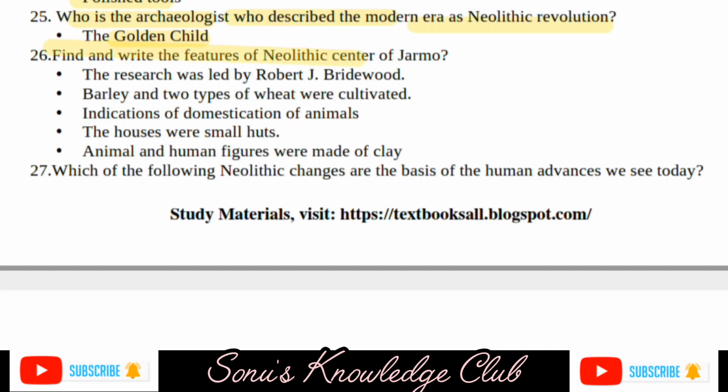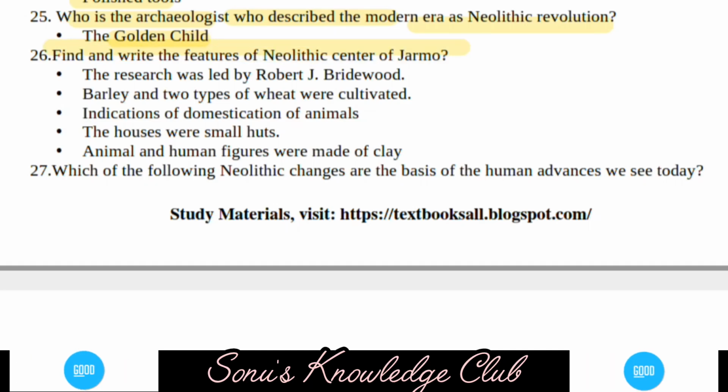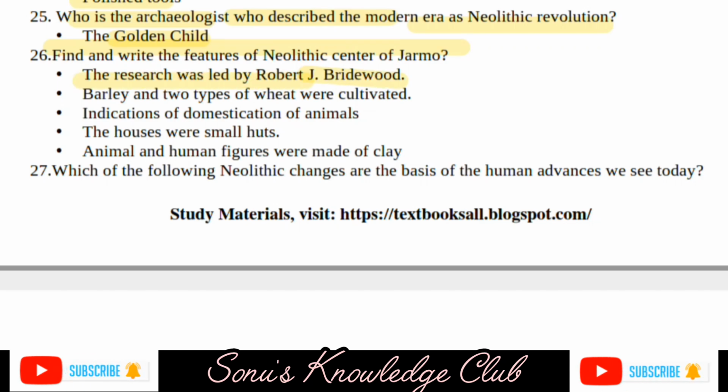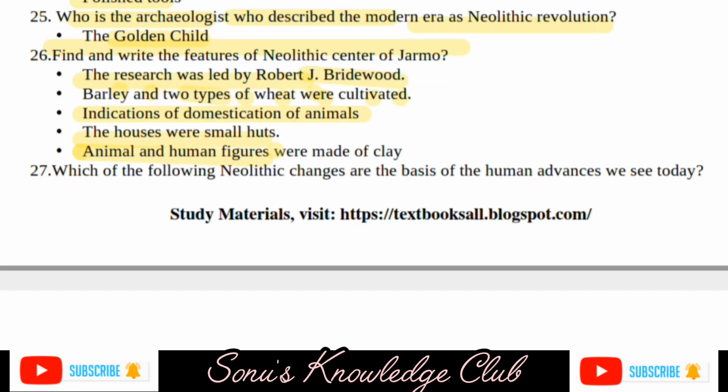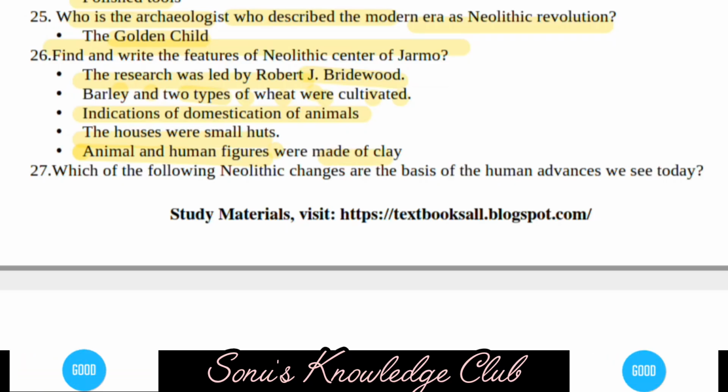Find and write the features of the Neolithic center of Jarmo. The research was led by Robert J. Braidwood. Barley and two types of wheat were cultivated. Indications of domestication of animals. The houses were small huts. Animals and human figures were made of clay.